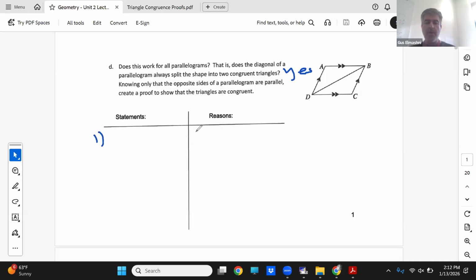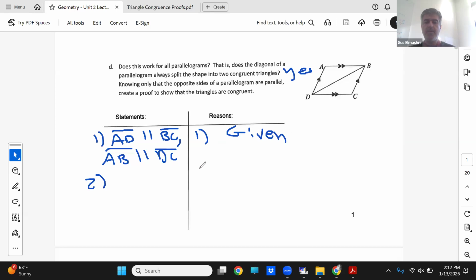For number one, we're going to say AD is parallel to BC. And at the same time, I'm going to say AB is parallel to DC. And that's given. Now we know BD equals BD. That's always a free point in some ways. That's reflexive.